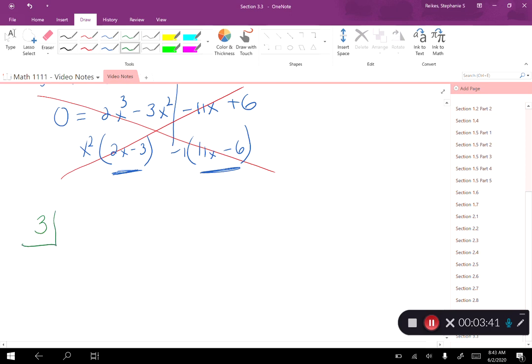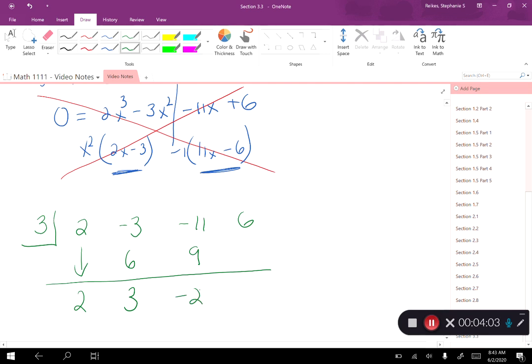Again, my leading coefficients are going to go across the top. So I have 2, negative 3, negative 11, and 6. Quickly doing synthetic division, the 2 drops. 3 times 2 is 6. Add going down, I got 3. 3 times 3 is 9. Adding going down, I get negative 2. 3 times negative 2 is negative 6, and I get 0.